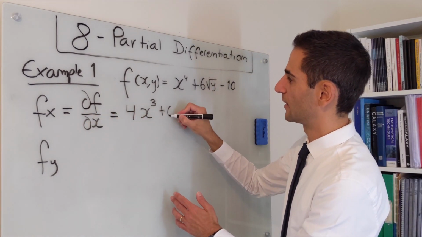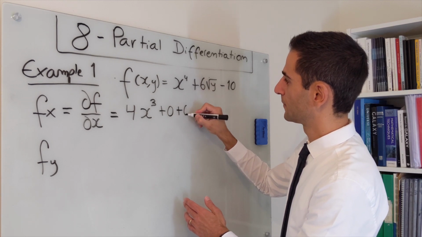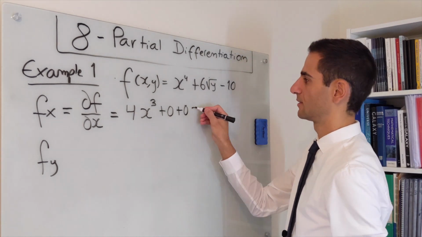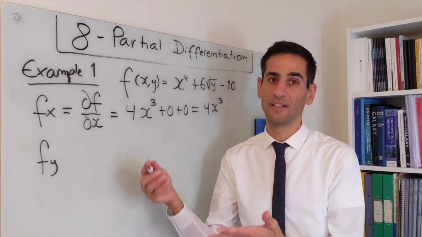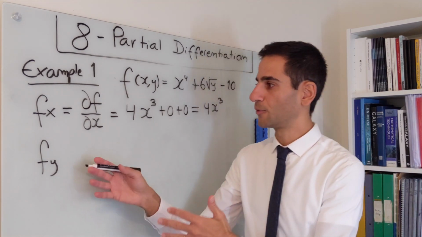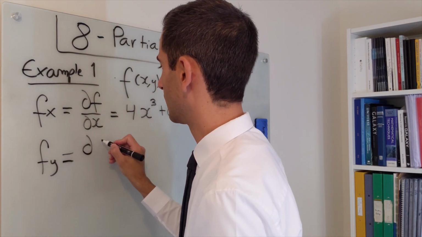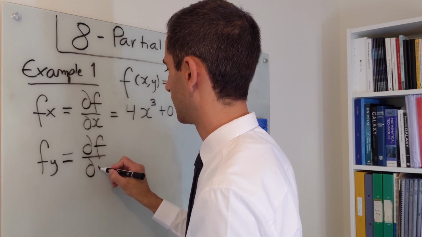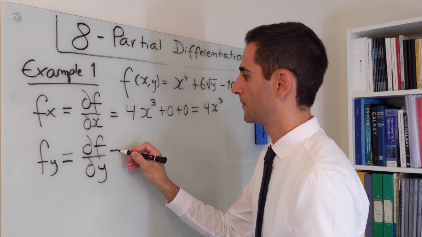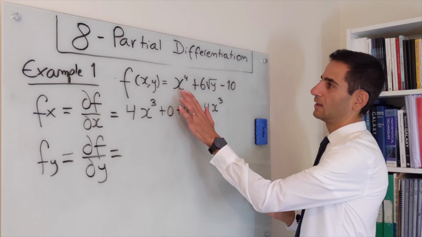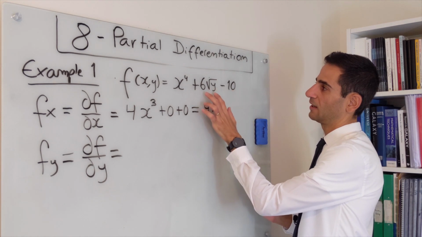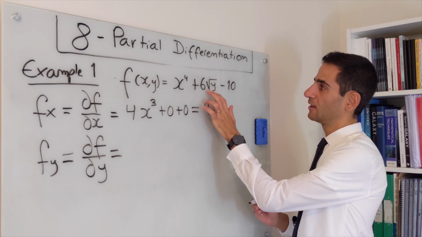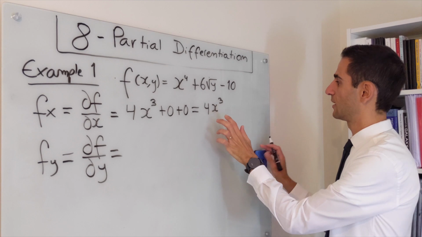You could write this if it's your first time doing partial derivatives. They're just 0 because they do not depend on what you're differentiating against. For y, we calculate df dy, and now this has no dependence on y. Same thing with 10. The only thing we're differentiating is 6 square root of y.